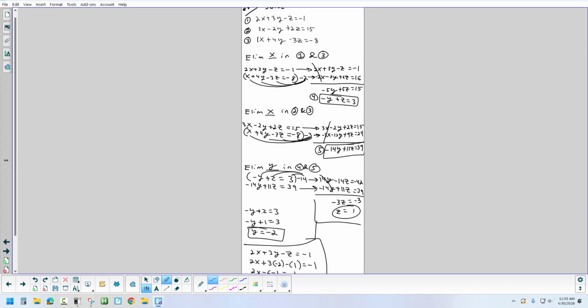Now, when we start to get to more than 3 variables, like 4 or 5, then we don't use elimination like this to solve it, just because it starts to get to too many steps. So there's other ways we can solve systems that are much faster when we start getting into 4 or 5 variables using a graphing calculator. But that's how we can do 3.